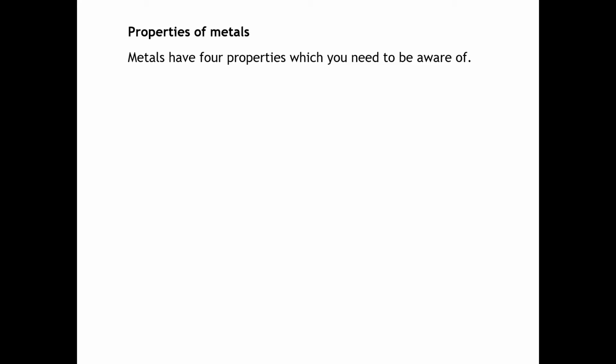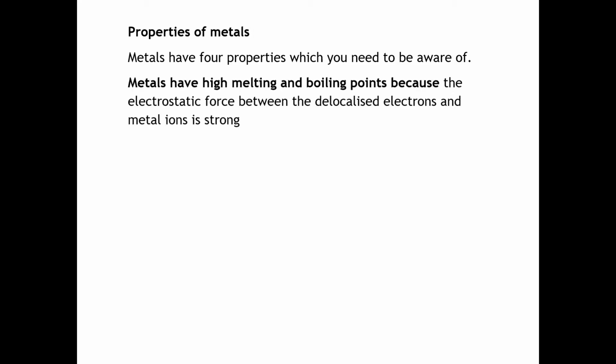Metals have properties that they have in common, and these are chemical and physical properties. First of all, the physical properties, the 4 you need to be aware of. All of them have high melting and boiling points. When I said all of them, there is one which is liquid at room temperature, mercury, and a few others which are unusual, but in general they are solid at room temperature.